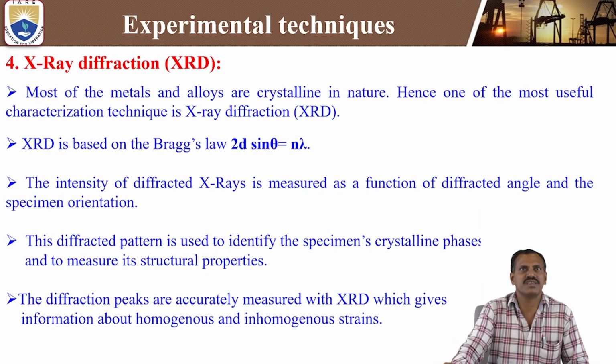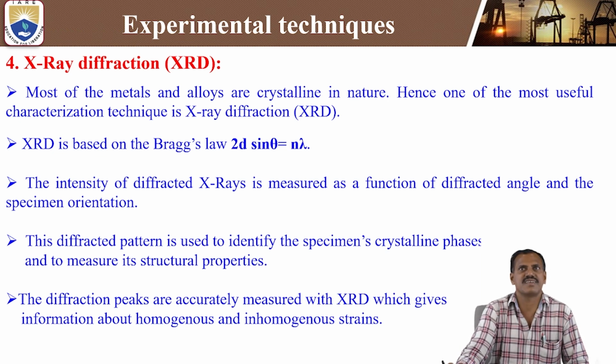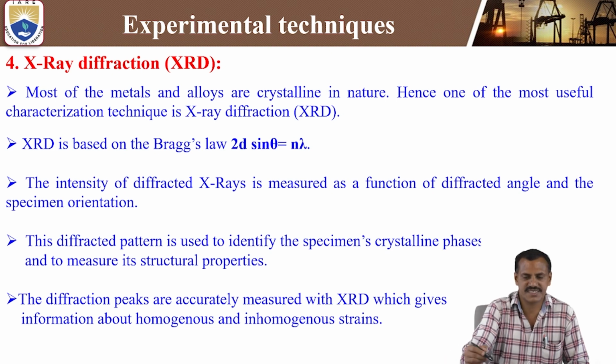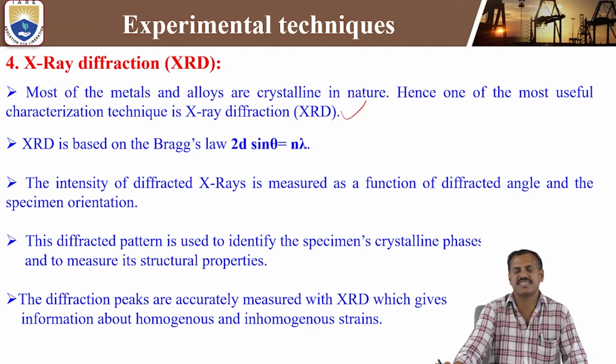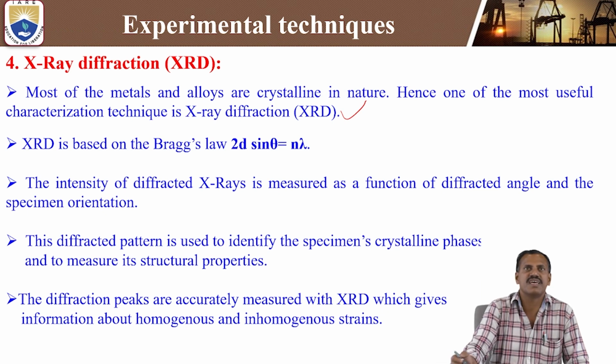Next, coming to the fourth one, which is X-ray diffraction. XRD means X-ray diffraction. Most metals and alloys are crystalline in nature, hence one of the most useful characterization techniques is XRD. If you want to do structural studies, whether a glassy surface or a crystalline material, we can measure the structure using the XRD instrument. We can measure the crystal nature of different kinds of metals or alloys using the XRD instrument, that is, the X-ray diffraction spectrometer.